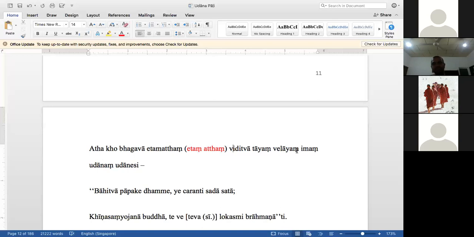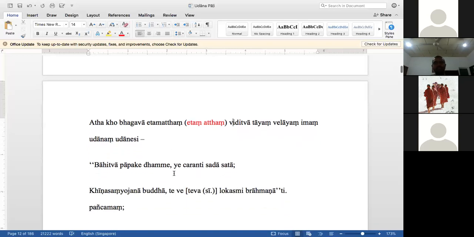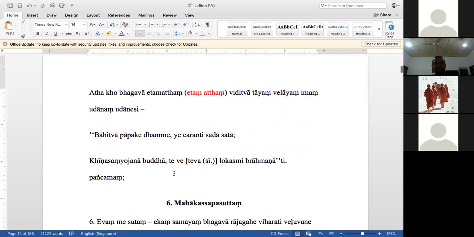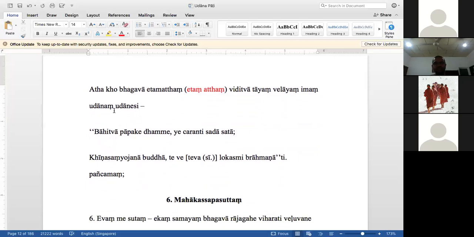So this is feminine. Velayang is a feminine locative. The feminine gender, locative case. Tayang is according to that gender and according to the case. At that time, Imang Udanang Udasi, uttered this utterance. Right? Uttered this utterance. Udana, uttered this utterance. We'll explain this grammatical structure later.